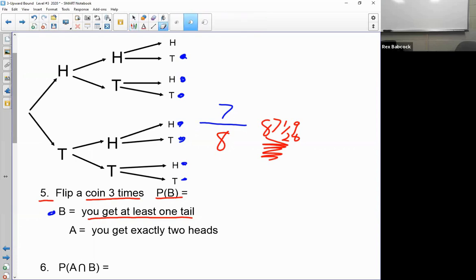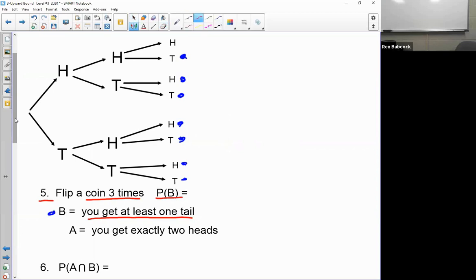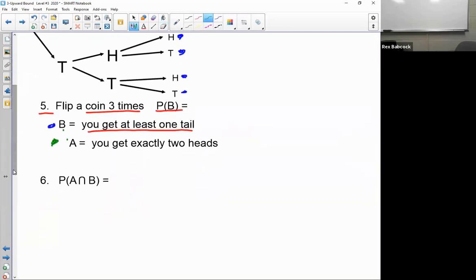Well, the next problem right after that says this. What's the probability of A and B? And there's 2 quantifiers. One is OR, which means union. This one that we're looking at is intersection. What's the probability those intersect? That you get at least 1 tail and you get exactly 2 heads.